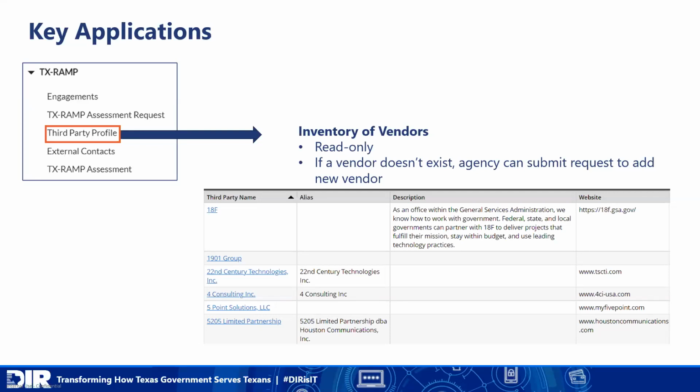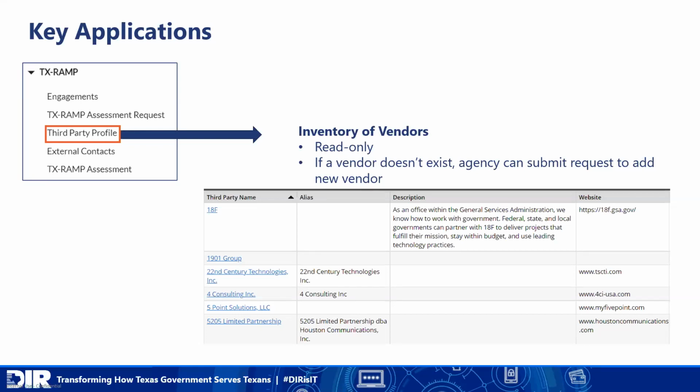This is a read-only application, so we have done some background work to populate a list of third parties, and we want to keep this as clean as possible so that there aren't a ton of duplicates within there to assist with reporting, as well as making sure that folks can click on the appropriate vendor if they need to make an association between their organizations. So if a vendor does not exist, agencies can submit a request to have that vendor added to it, and Rayne can walk you through that process.